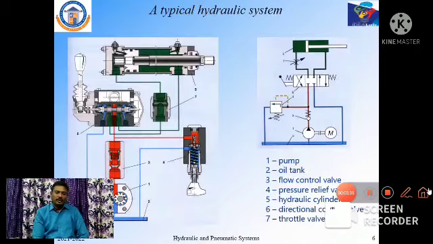In the typical hydraulic system diagram, the main components are the pump, oil tank, flow control valve, pressure relief valves, hydraulic cylinders, direction control valve and throttle valves. These are the basic things of a hydraulic system. We will see next, one by one, what these components are and how they function.